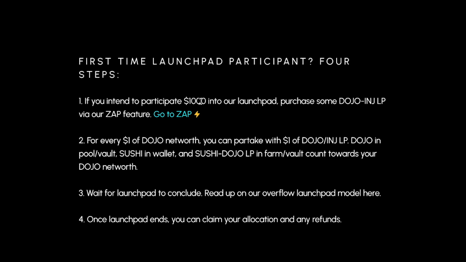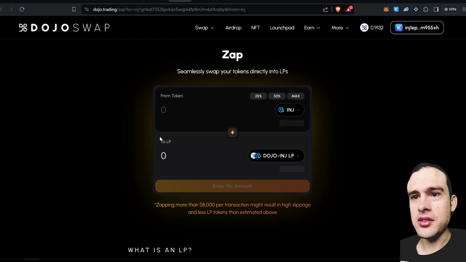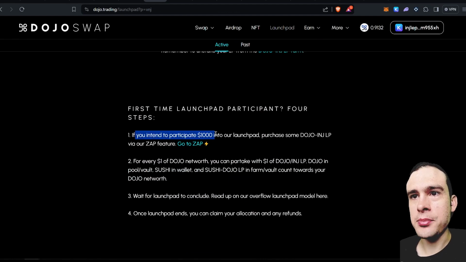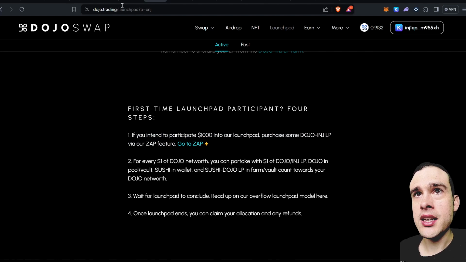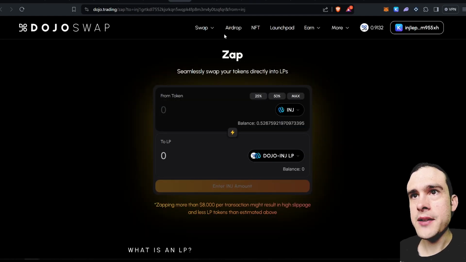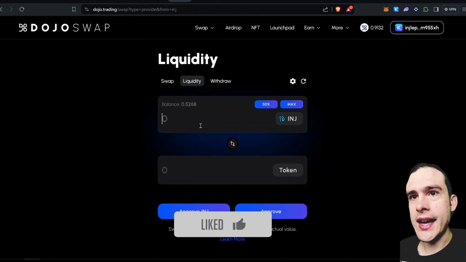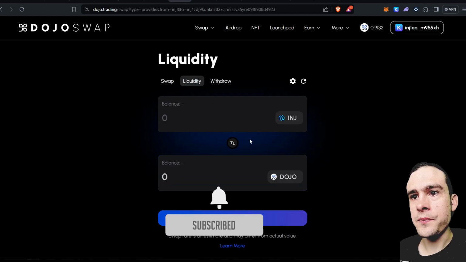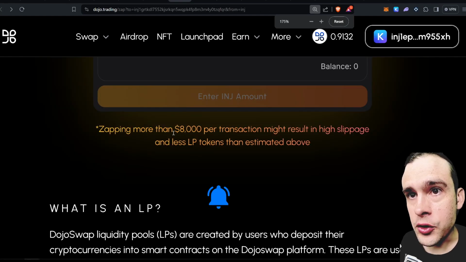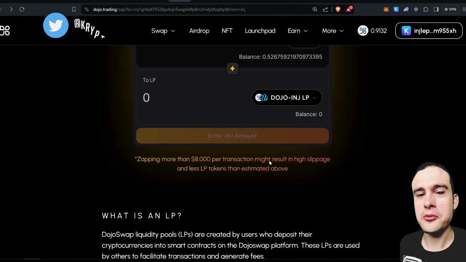If you intend to participate in our Launchpad, purchase some Dojo INJ via the Zap feature. So they've got this Zap feature. Now, I don't think you need $1,000 to participate. I don't think it's a barrier to entry. It's just saying if you intend to participate, purchase some Dojo INJ LP. You can use the Zap feature. It can automatically convert either USDT or Injective into the LP. Or you could just do it manually by going to the swap, clicking liquidity, and adding Injective and the Dojo token, and you can just do it that way. The Zap feature is pretty cool. If you're zapping more than $8,000 per transaction, it might incur high slippage. I don't think that's going to be a problem for most of us, to be honest.